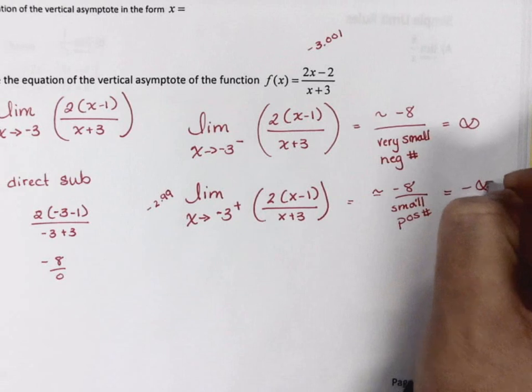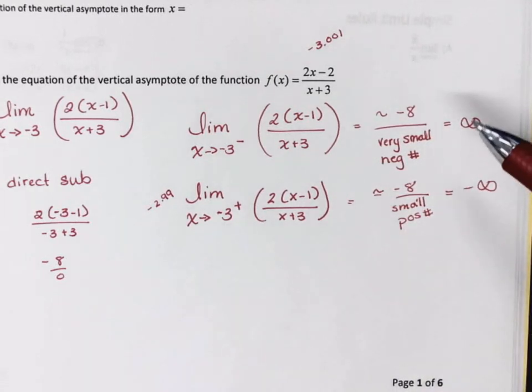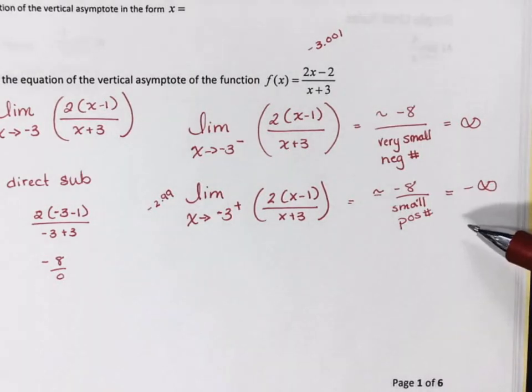Negative infinity. Okay, so we would say that the limit does not exist at -3 because one side is going to positive infinity and one is going to negative infinity. The limit doesn't exist, but because these are headed to infinity, we know it's an asymptote, not a POD.